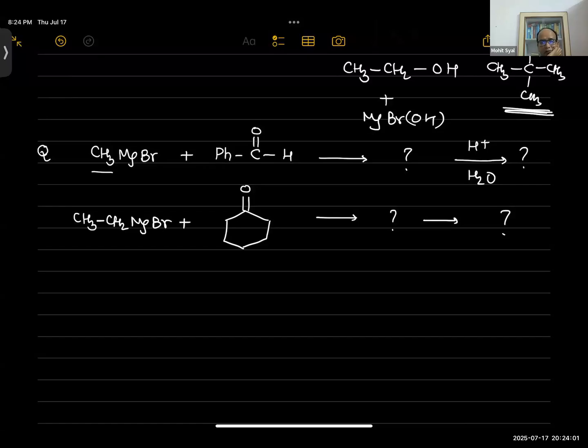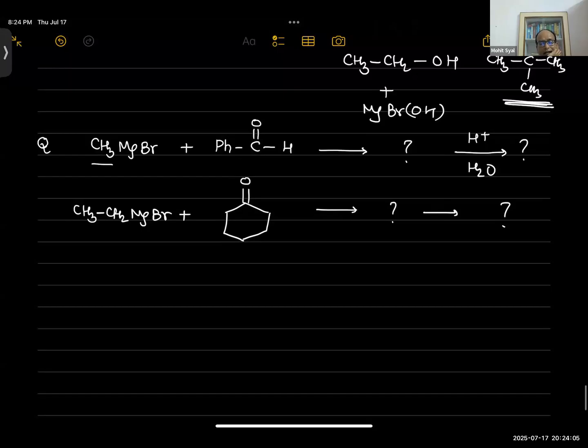I hope everybody is able to see the question which I have written. I can help you out. This is minus, this is plus. Magnesium is plus, so CH3 is minus. And in the reactant which is given, this oxygen is minus and the carbon is plus. Got it?